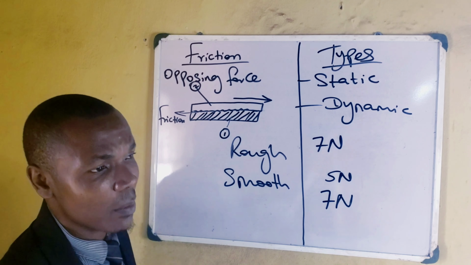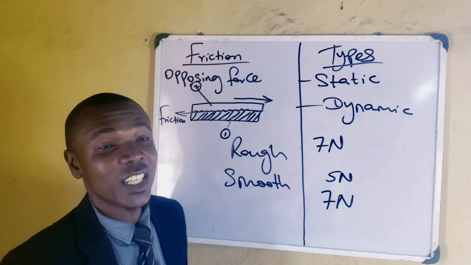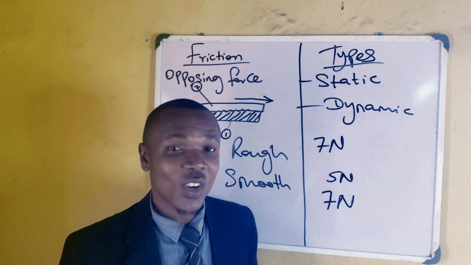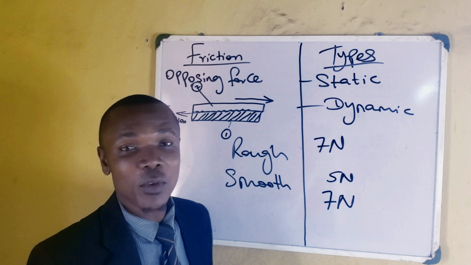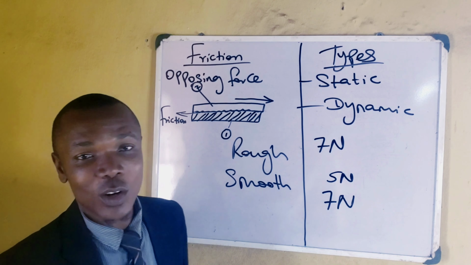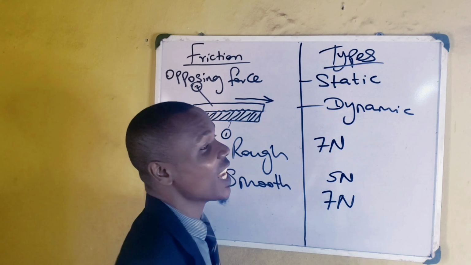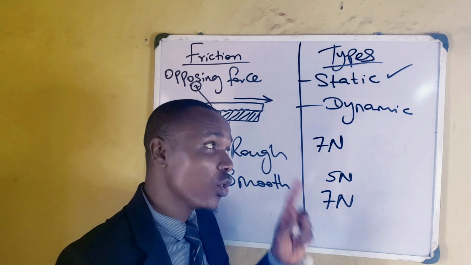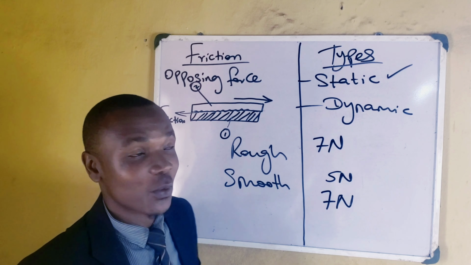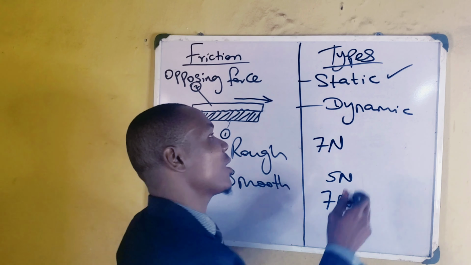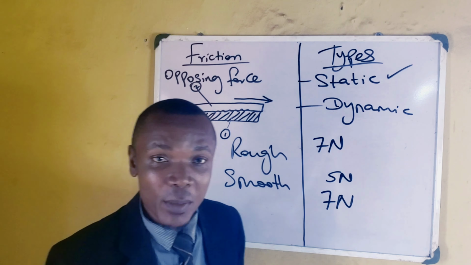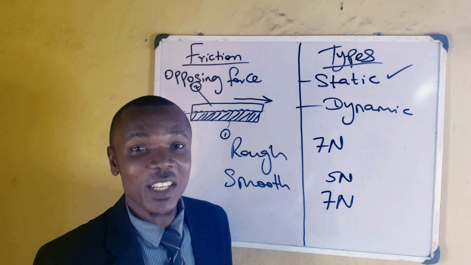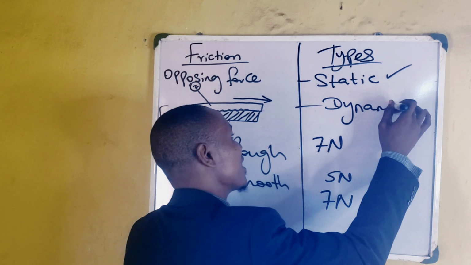Dynamic friction simply means the friction that has to be overcome for an object to start moving at constant speed. For an object to start moving at constant speed, you have to overcome the dynamic friction. So what you need to understand here is that static friction has to do with an object that is at rest, the opposition force that you have to overcome for it to start moving at all. Then dynamic friction has to do with an object that is already in motion, the force that you have to overcome for it to move at constant speed. All right, so that is it.